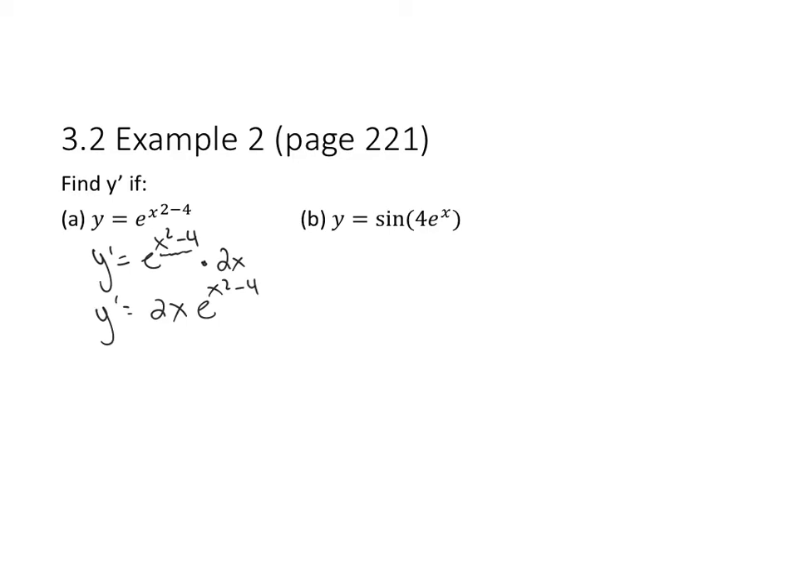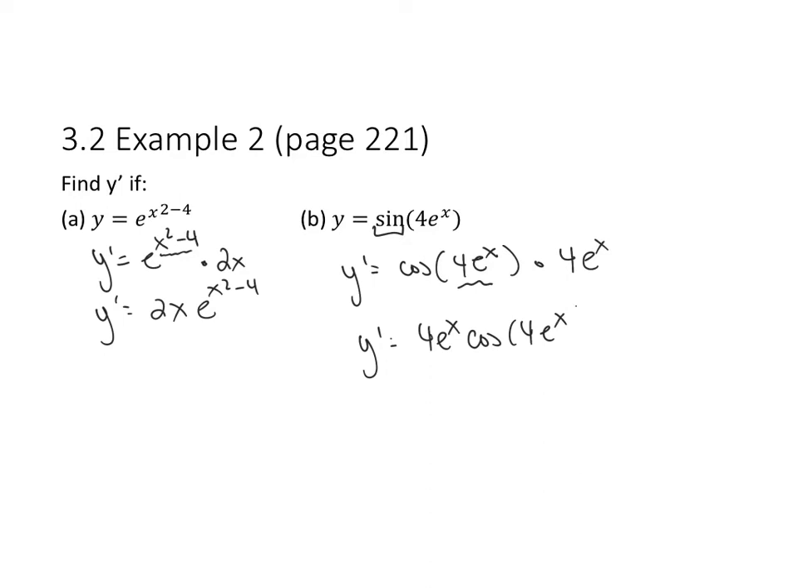Let's take a look at y equals sine of 4 e to the x. So our parent function is going to be our sine. So y prime is cosine, the baby stays alone, 4 e to the x, times the derivative of 4 e to the x, my baby. Remember, e to the x is crazy like that, and it's the only one where the derivative is itself. So my y prime is 4 e to the x cosine 4 e to the x.